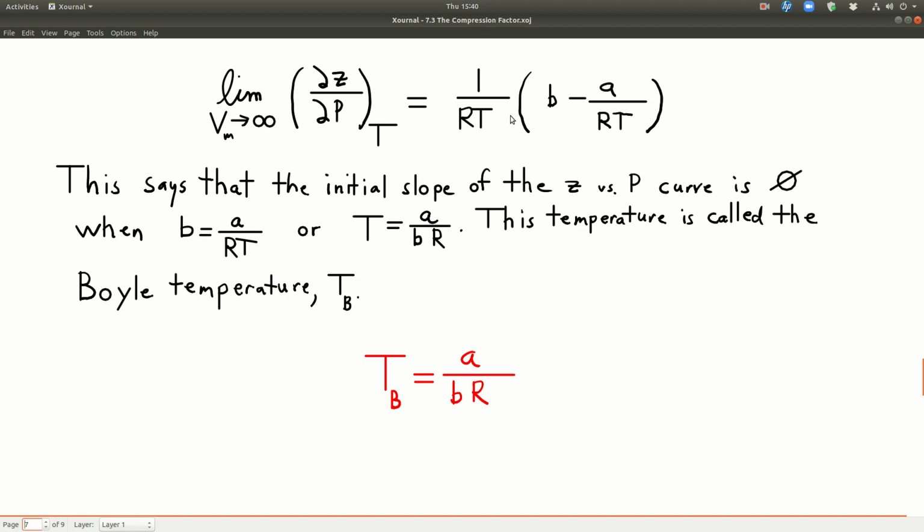This is equal to 0 when b is equal to a over RT. Or, rearranging that for the temperature, T is equal to a over b times R. Remember, a and b are van der Waals coefficients. R is a gas constant. That temperature, that's a very specific temperature. That's an important temperature. That's called the Boyle temperature, T_B, and it's equal to this really simple expression right here. So let's look at the Boyle temperature, what it tells us.